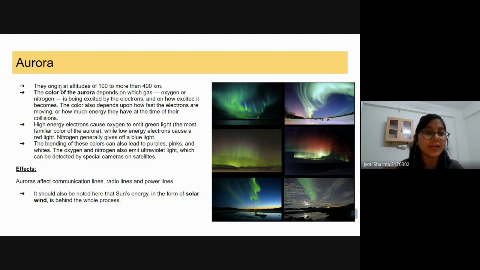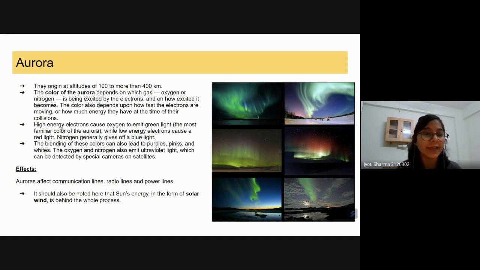They originate at an altitude of 100 to more than 400 kilometers. Now, the color of the aurora depends on which gas has been excited by the electrons, either oxygen or nitrogen. The first is what gas it is. The second is how fast the electrons are moving, and third is how much energy they have at the time of their collision. So based on these three conditions, we get the different colors of the auroras.